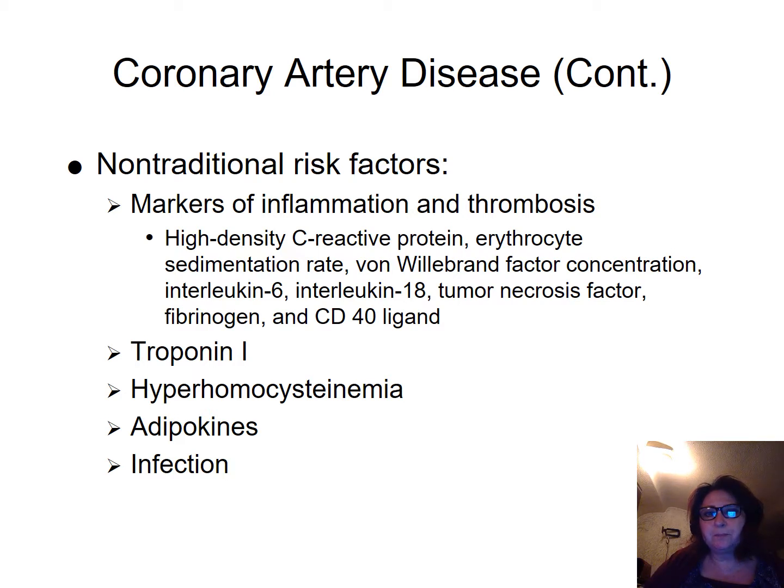Non-traditional risk factors, markers of inflammation, and thrombosis. So these are all factors related to coronary artery disease. If someone has a high density C-reactive protein, SED rate, von Willebrand factor, interleukin 6 or 18, tumor necrosis factor, fibrinogen and CD40 ligand, troponin I, hyperhomocysteinemia, adipokines, infection. All of those things are non-traditional risk factors, but they still are risk factors related to coronary artery disease, and inflammation is a big thing.